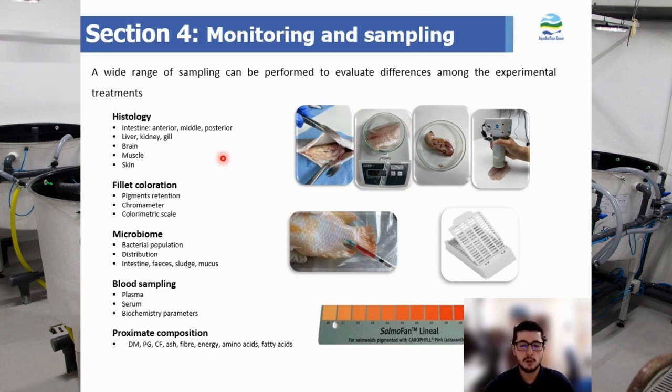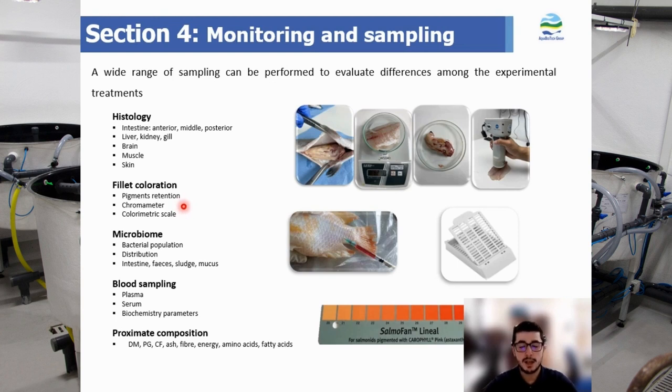Usually, you perform histology analysis to see, in a feed additive study, as an example, if there is any modification of the structure or of the physiology of the organs or tissues correlated to the different ingredients that you are testing. Fillet coloration, as previously described, is something that is really important for the marketable approach to the consumers. So you can perform pigment retention.